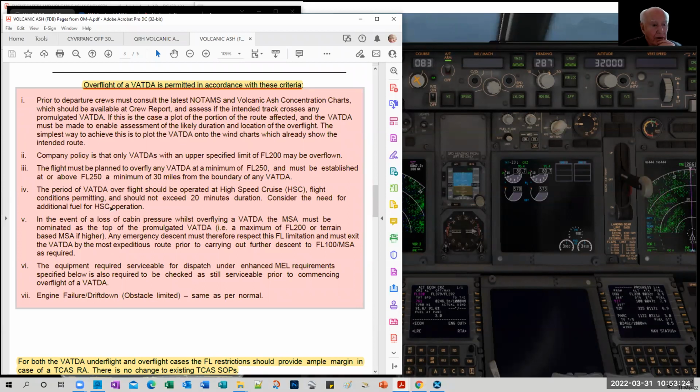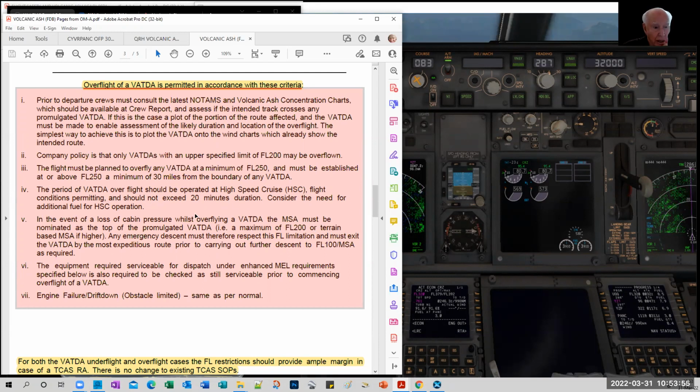Here again, the flight must be planned to overfly any VATDA at a minimum of flight level 250, must be established at or above flight level 250, a minimum of 30 miles from the boundary of any VATDA. That allows ample room to safely conduct the flight. And the period of VATDA overflight should be operated at high-speed cruise, and it should not exceed 20 minutes duration.